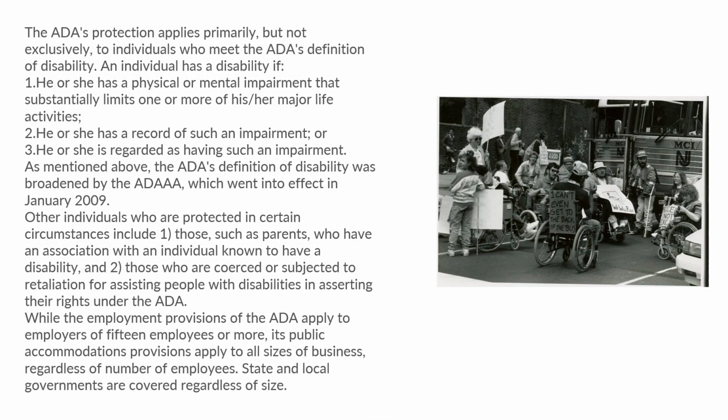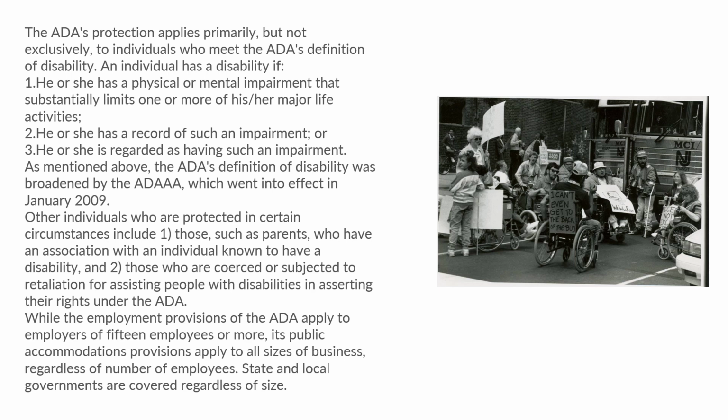The ADA's protection applies primarily but not exclusively to individuals who meet the ADA's definition of disability. An individual has a disability if 1, he or she has a physical or mental impairment that substantially limits one or more of his or her major life activities; 2, he or she has a record of such an impairment; or 3, he or she is regarded as having such an impairment. As mentioned above, the ADA's definition of disability was broadened by the ADAAA, which went into effect in January 2009.